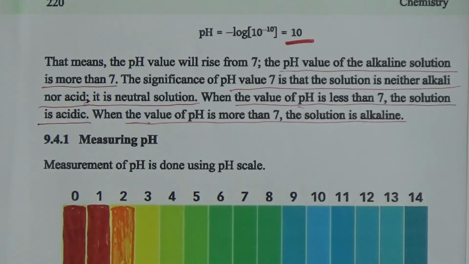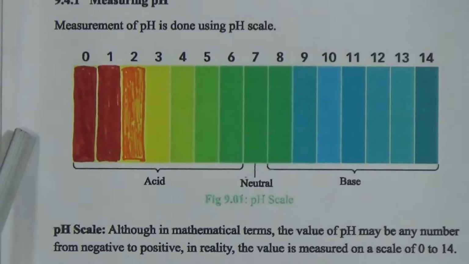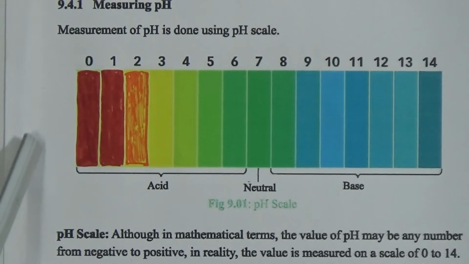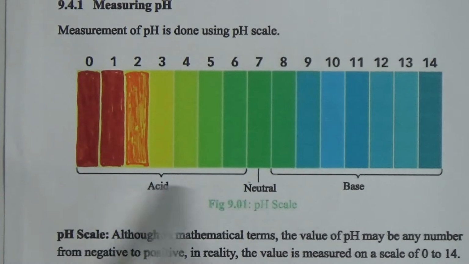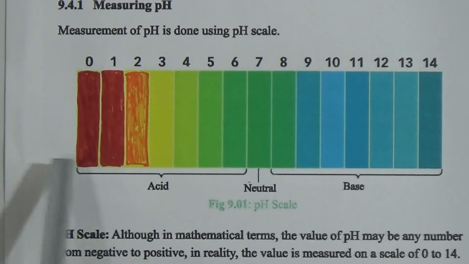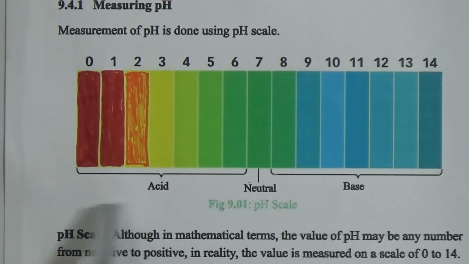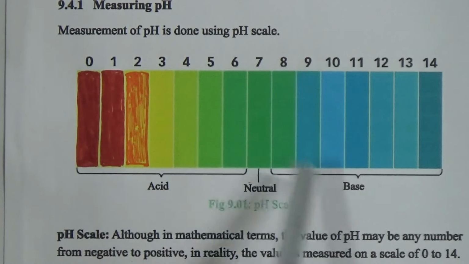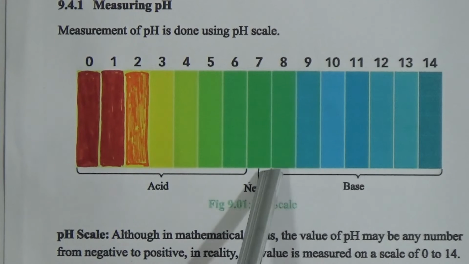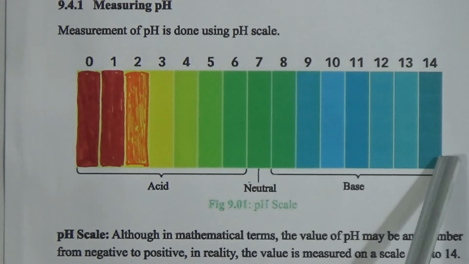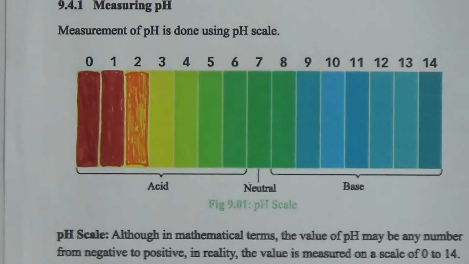Now come to measuring of pH. This is the pH scale given in your book. The color is not proper in my print, but it is proper in your textbook. By seeing the color we can determine the pH value. The 7 is the neutral position, from 6 to 0 is acid, and from 8 to 14 is base.